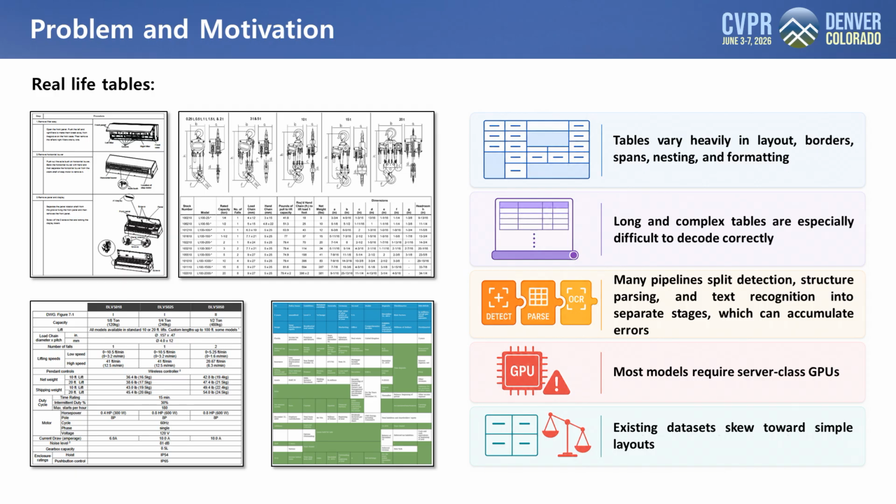Most existing solutions fragment the task. They use one model for detection, another for structure parsing, and yet another for text recognition. This creates error accumulation pipelines. Moreover, nearly all state-of-the-art models require server-class GPUs and are trained on datasets that only cover simple clean table layouts. Our motivation with PIX-TAB is to close this gap: a single small fast model that runs on device, handles complex tables, and stays language agnostic.